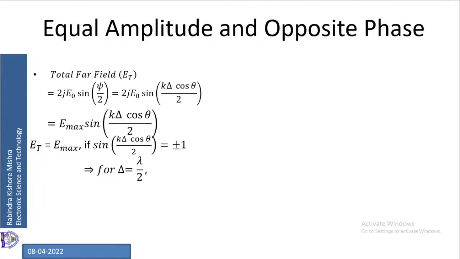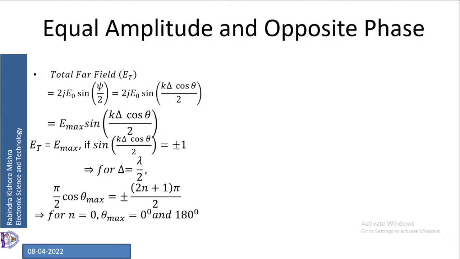So pi cos theta by 2 should be equal to pi by 2. If you do that, then pi by 2 cos theta max is equal to plus minus 2n plus 1 by 2 into pi. So 1 by 2 pi cancel out. Cos theta max is equal to plus minus 2n plus 1. So for n equal to 0, cos theta max is equal to 1. Cos theta max will be 1 when theta max is equal to 0 degree or 180 degree.